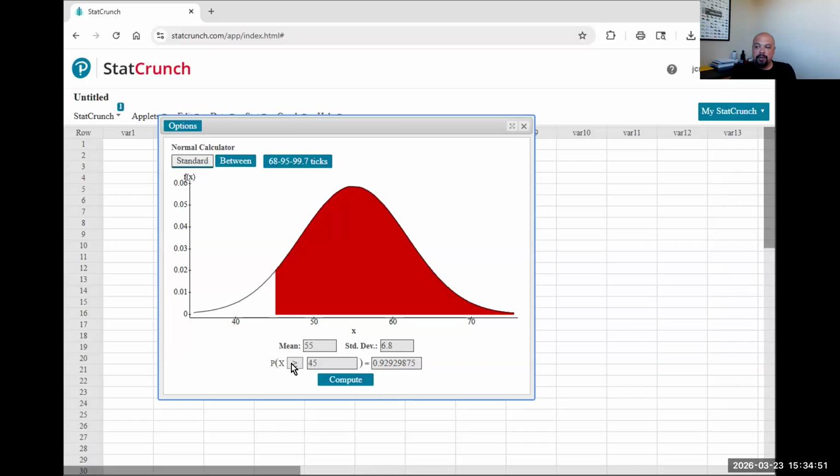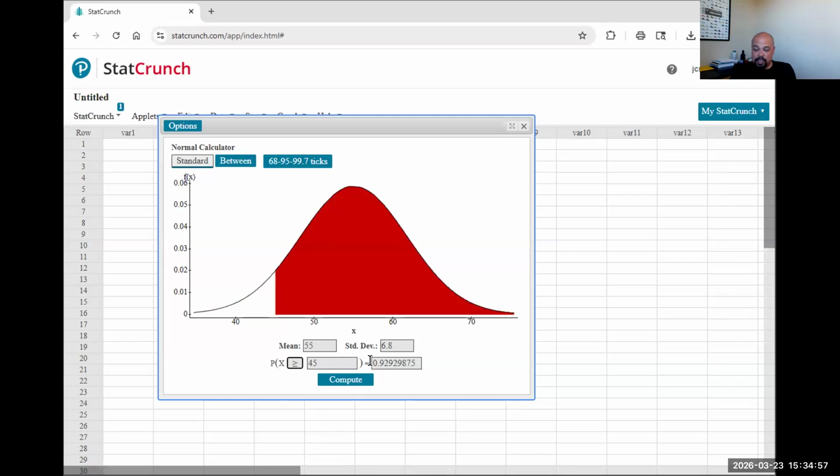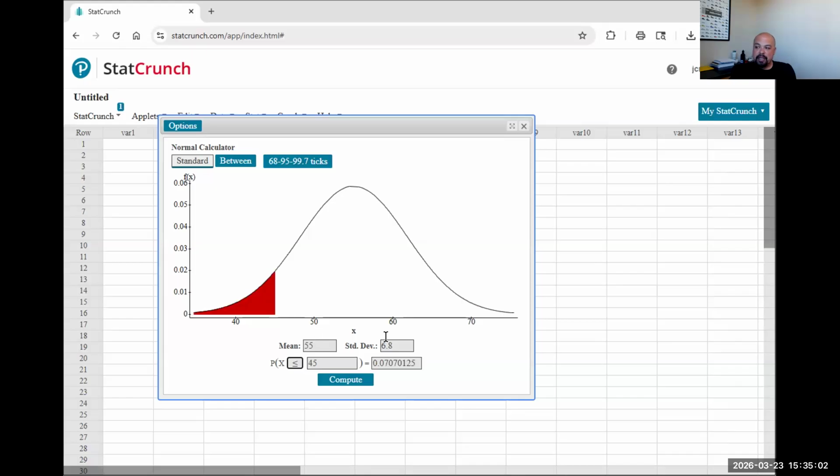Again, changing that direction, you click on the inequality symbol, whether you want to be less than or greater than, notice it changes those calculations. And if we ever have a different mean or standard deviation, we can change those as well. Okay? All right.